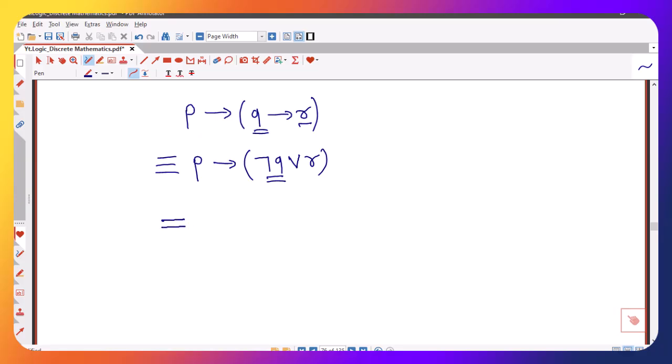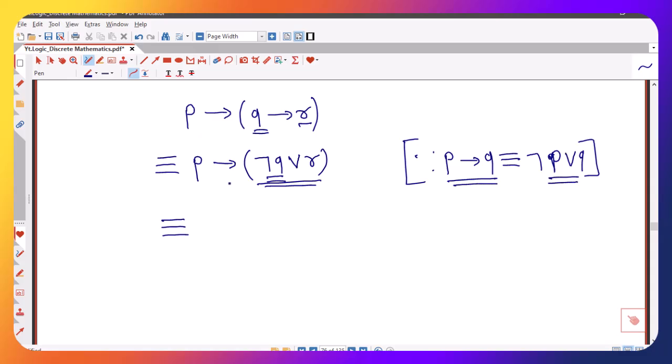We again apply that equivalence. Here if we wish, we can write in the bracket what we have applied. P implies Q is equivalent to negation of P or Q. Now we again apply this logical equivalence to this implication. Here first variable is P, second variable is negation Q or R. So first I have to write the negation of first variable, that is negation of P, or second variable. So I write this as it is, negation Q or R.